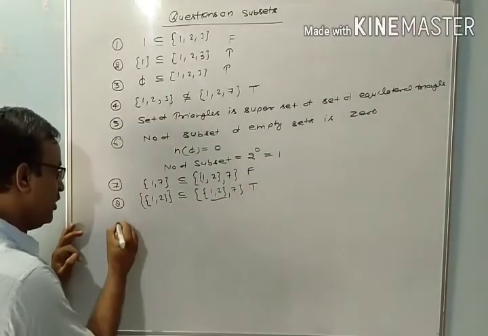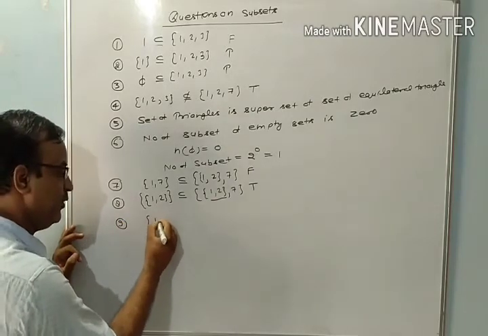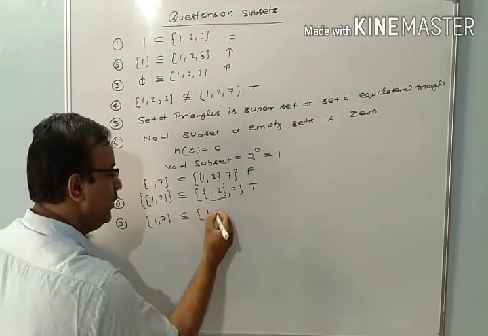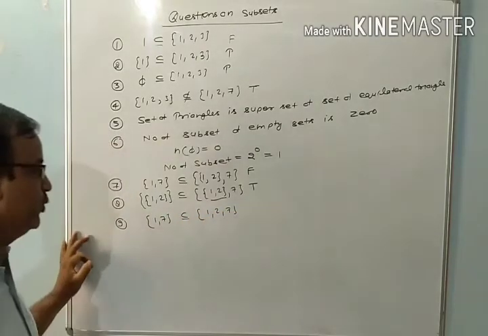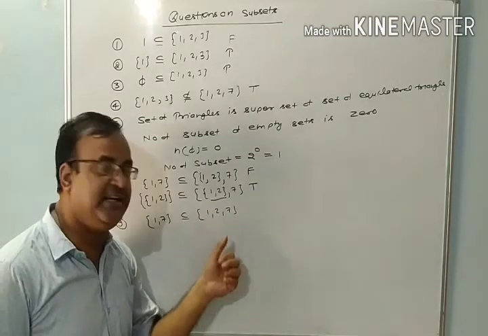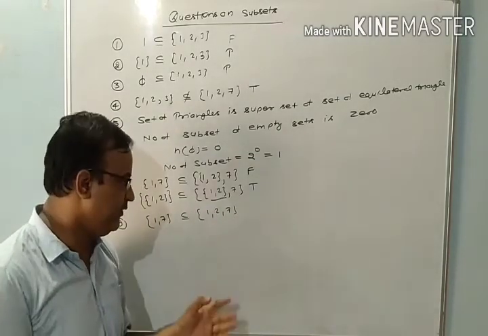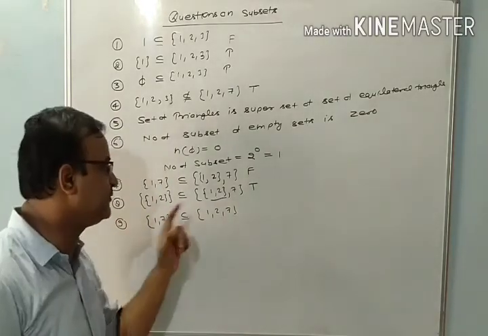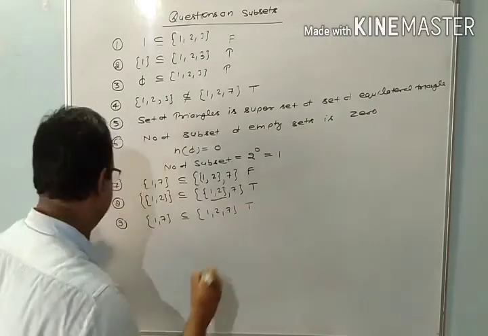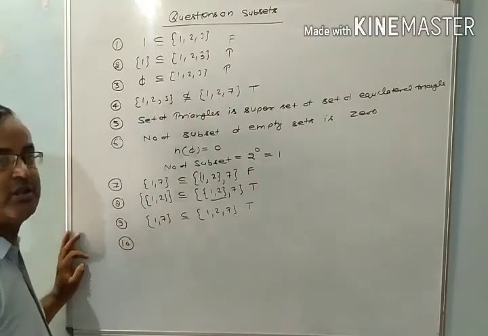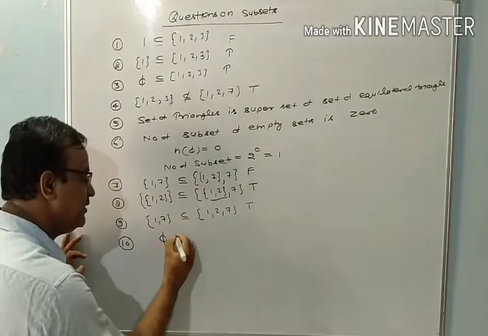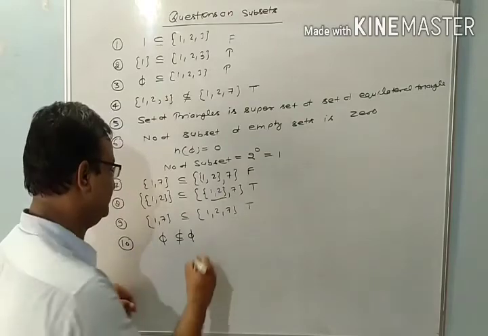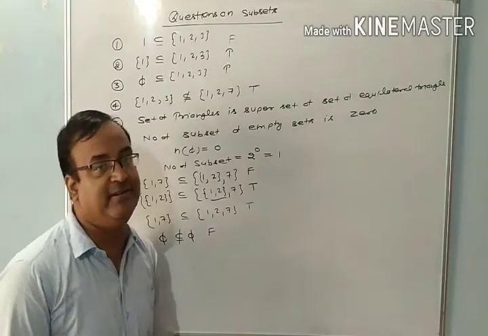Now the 9th question: {1, 7} is a subset of {1, 2, 7}. Yes, it is true. When we write the subsets of this set, we can take {1, 2}, {2, 7}, {1, 7}. So {1, 7} in curly brackets is a subset of this set. So it is true. Now the last question, question number 10: phi is not a subset of phi. It is false. Clear? Phi is a subset of every set.